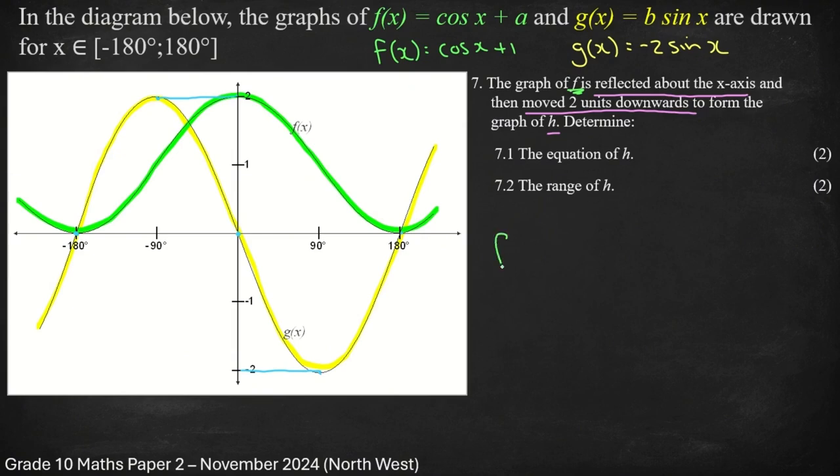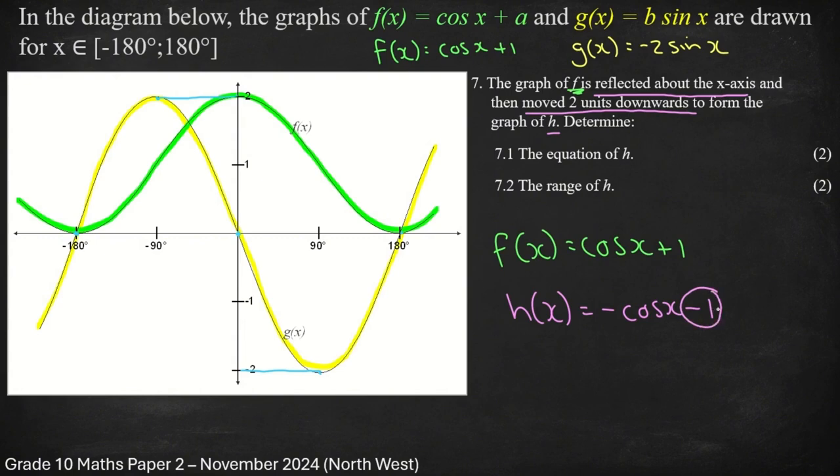So we are going to work with f of x, which is equal to cos x plus 1. When we reflect the graph in the x-axis, all the y values change signs. So when we do h of x, that will be equal to negative cos x minus 1. Now I'm not done yet because the graph is then moved 2 units downwards. That means I'm going to work with this part of the equation because this part affects the upwards or downwards movement of the graph. So if we subtract an additional 2 from this negative 1, we will end up with h of x is equal to negative cos x minus 3. And that is the answer for 7.1.